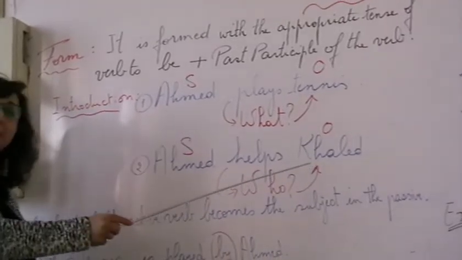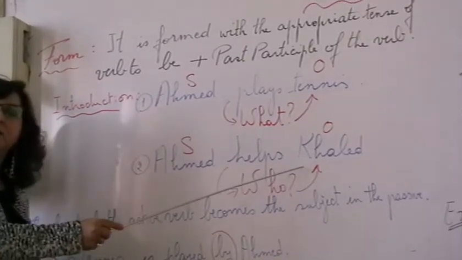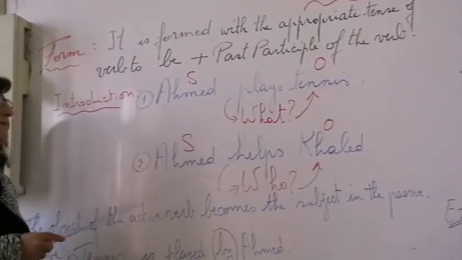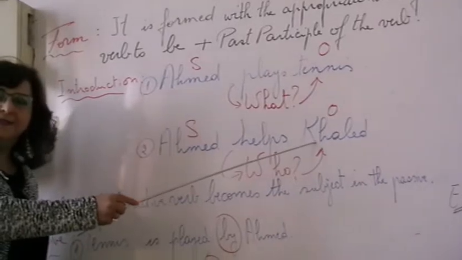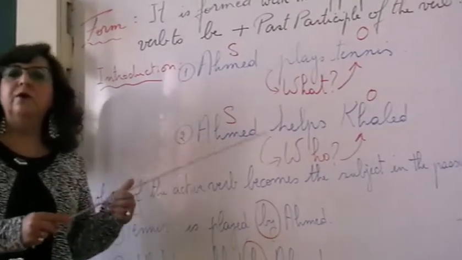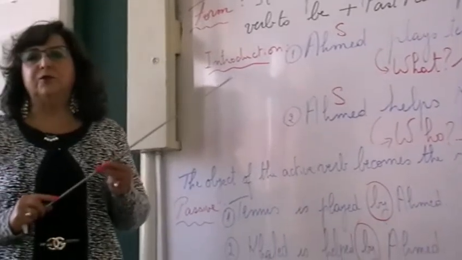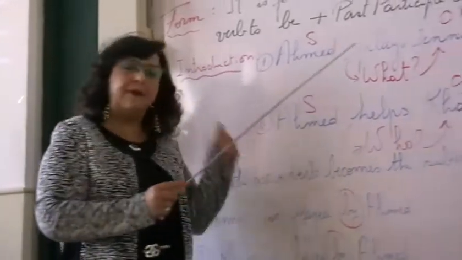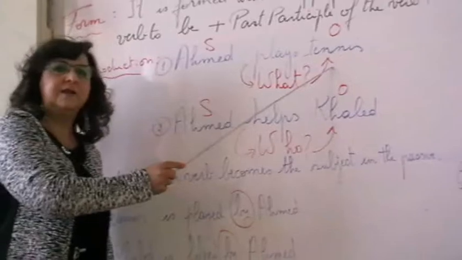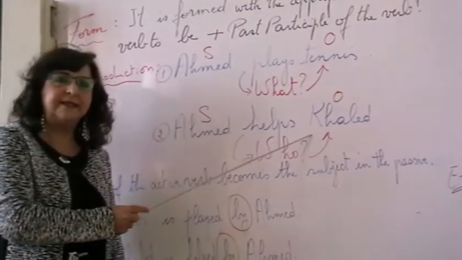Another example, Ahmed helps Khalid. I may ask the question who after the verb to get the object. So Ahmed helps who? He helps Khalid. Alright? So the first step we have to do before forming a passive sentence is to look for the object. So here we began by looking for the object. Tennis is the object and Khalid is the object in the second sentence.